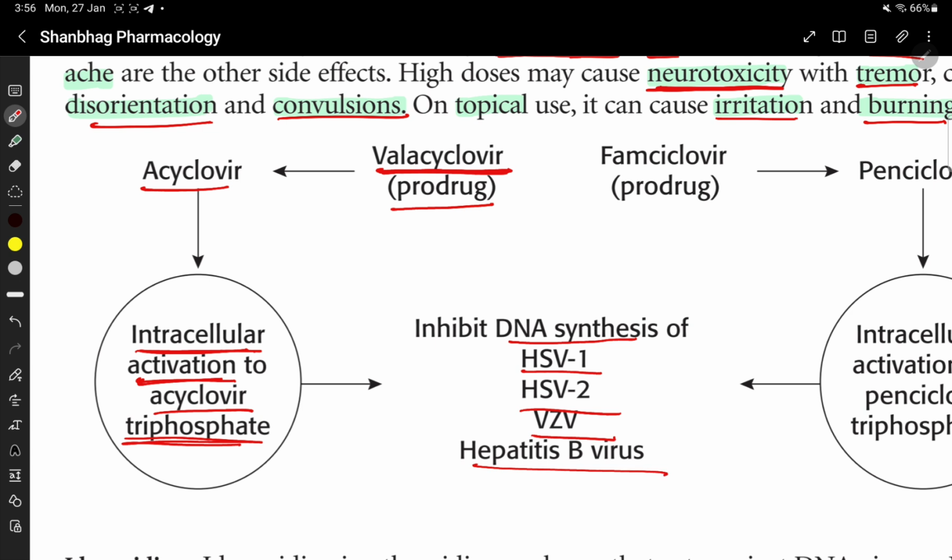Valacyclovir is the prodrug of acyclovir. It is converted to acyclovir. Intracellular activation of acyclovir to acyclovir triphosphate, and this triphosphate will inhibit DNA synthesis of HSV1, HSV2, varicella zoster virus, and hepatitis B virus.